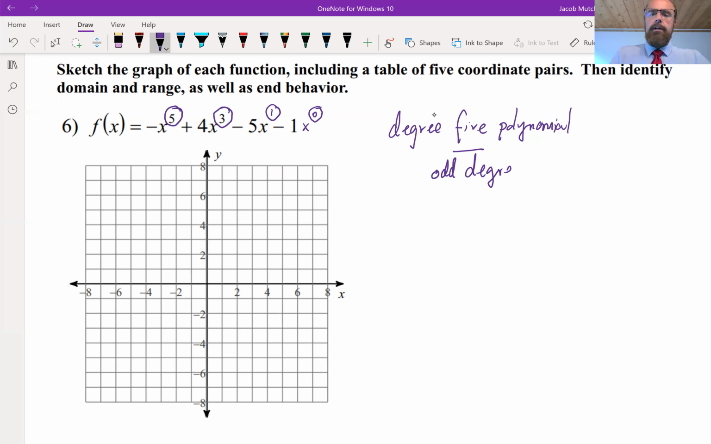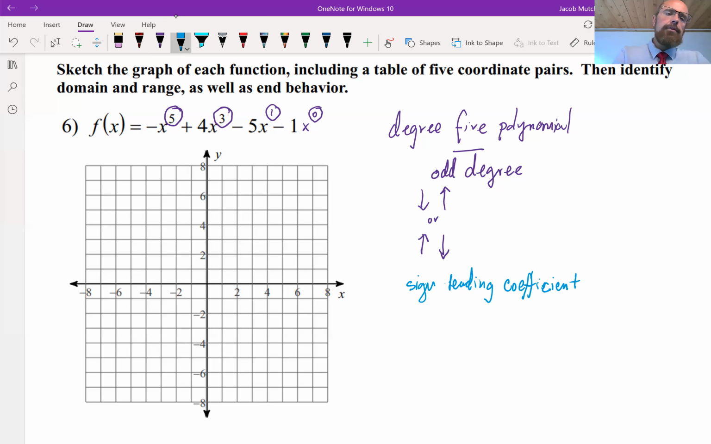So it's either got left arm down, right arm up, or vice versa, left arm up, right arm down. We can predict which one it's going to be by looking at the sign of the leading coefficient. So my leading coefficient here, again, isn't written as a number, but I do see a negative sign out front of x to the power of 5. So I'm going to put a negative 1. Negative 1 is a negative leading coefficient. So what I'll choose is this second option.